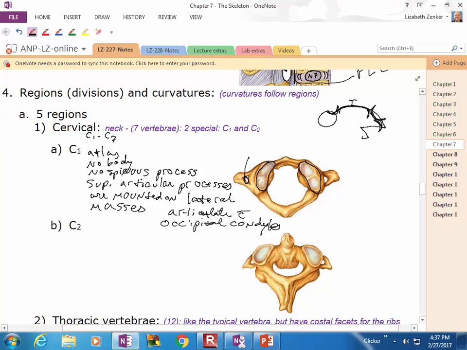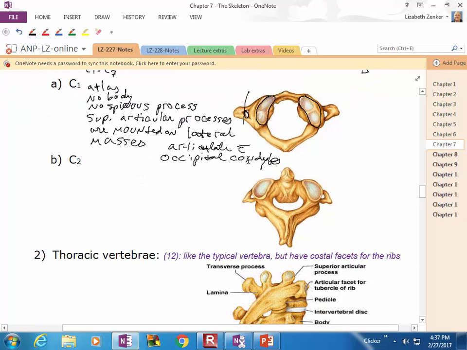Let's look at C2 before we talk more about that. And on C2, the other name, aka, is axis. And axis is what you can rotate around. So C1 rotates on C2, basically. So this also has a unique process here called an odontoid process. Odontoid. Don't you love these weird words, right? Another name for that is the dens, D-E-N-S, dens. And that projects upward from the body into the C1 area, which is where C1 rotates.